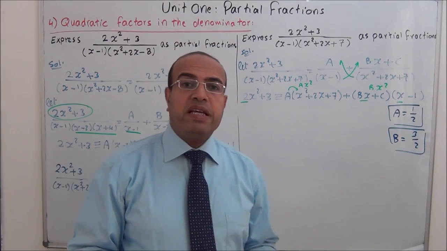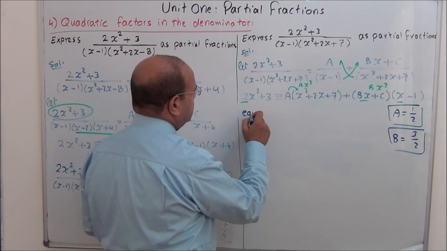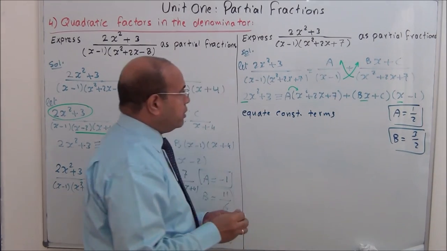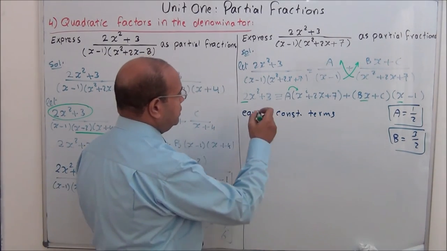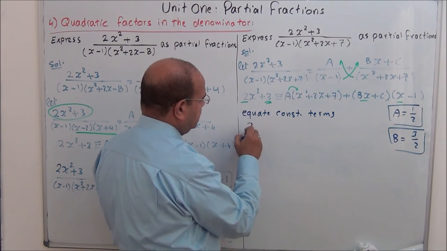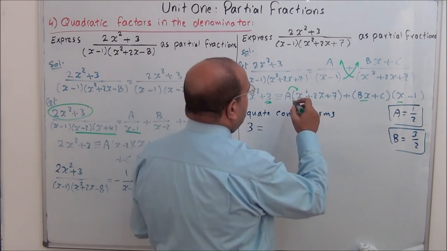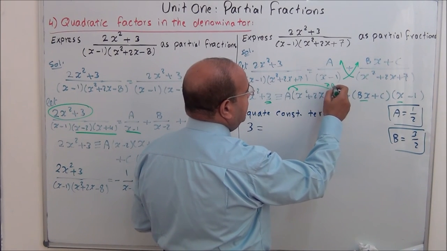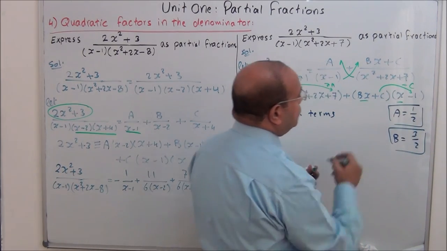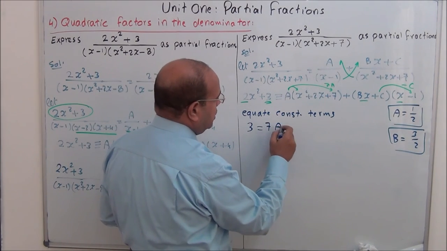To get the value of c, equate the constant terms on both sides. On the left side, it is 3. This is the constant term, meaning it has no x. On the right side, we have a multiplied by 7, which is 7a, and in the other bracket, c times negative 1, which is negative c. So the constant term is 7a minus c. So 3 equals 7a minus c.